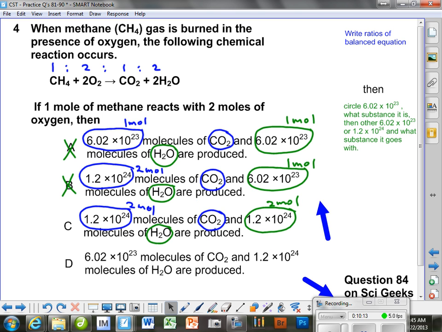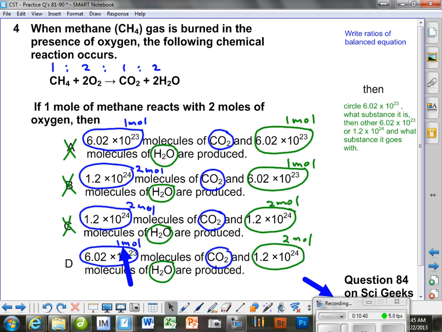So we have only one answer left, and let's see why that answer works. Just go through the exercise here. We got 6.02, which is 1 mole, and that's carbon dioxide. And then we have the 1.2 times 10 to the 24th, which is 2 moles, and that is water, and is the ratio 1 to 2 of carbon dioxide to water? Carbon dioxide to water is 1 to 2, and that's why our answer is letter D.